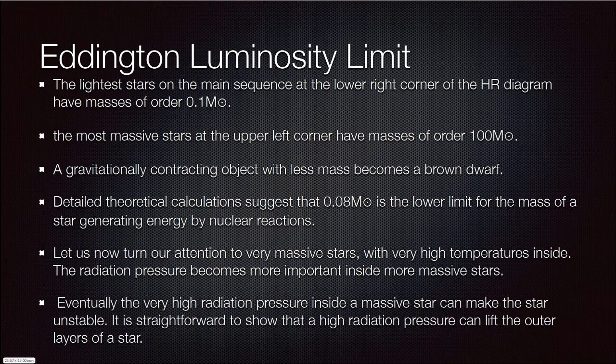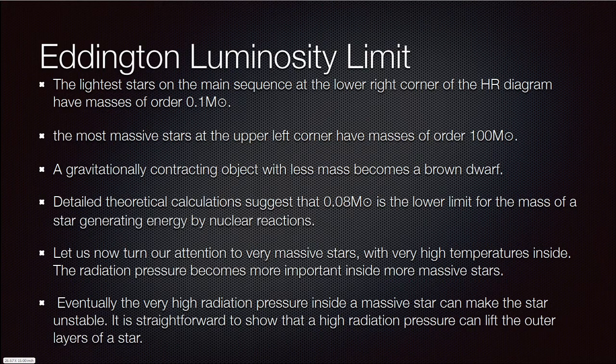But if the mass of the protostar is less than the lower limit that we have discussed, 0.1 solar mass, it won't run nuclear reactions inside. The temperature could not become very high, the gravitational force would keep dominating, and we call it a brown dwarf. Detailed theoretical calculations show 0.08 solar mass is the lower limit for the mass of a star generating energy by nuclear reactions.